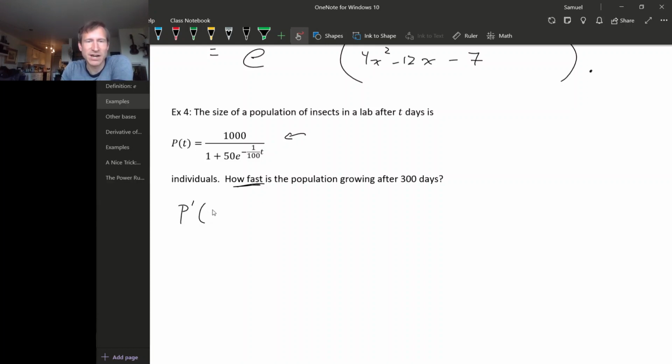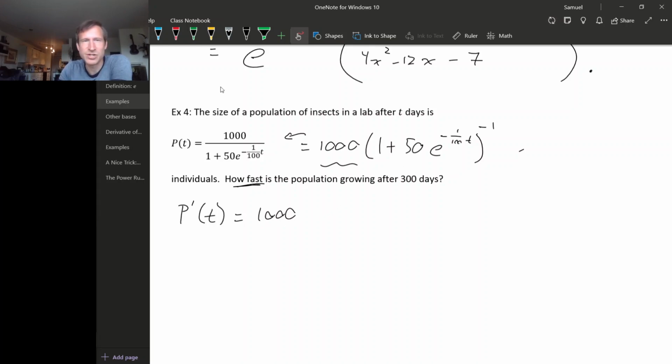So first we need to calculate the derivative of this function, and we could use the quotient rule, but the quotient rule is annoying. So maybe instead we should write this p of t as a product. So 1000 times 1 plus 50 e to the minus 1 over 100 t to the minus first. Maybe that would be a better way to do it. Okay, so now we can take the derivative of this. The constant multiple rule says we can just copy down the 1000 here.